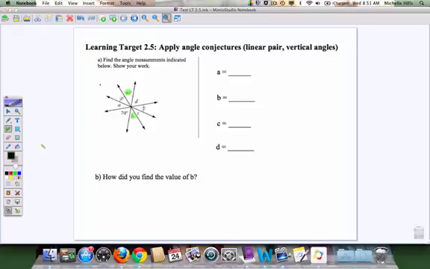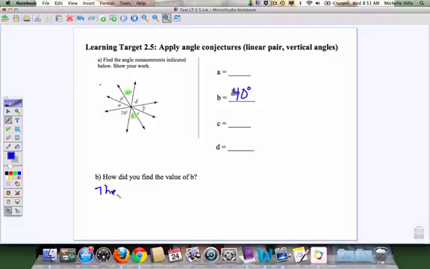And I don't actually have to calculate anything, so I don't have to show any work for that. b is just 40 degrees. Now, b, again, is not angle B. b is the value of the measurement of that angle. So how did I find b?